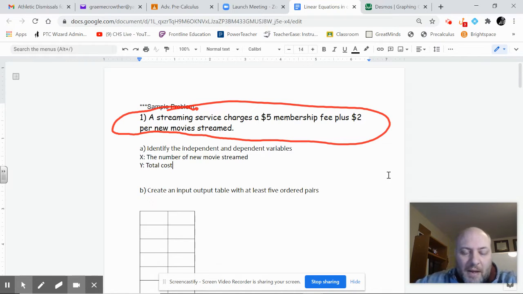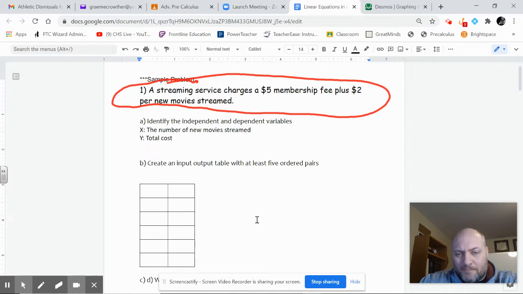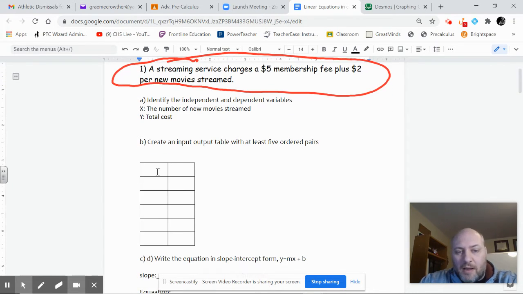So I've identified what my variables are. And if you think about independent versus dependent, if you can state the X and Y in terms that make sense, like the total cost is dependent on the number of new movies streamed. The number of new movies streamed is not dependent on the total cost. So I've got my X and Y, and then we're going to create a table with at least 5 values.